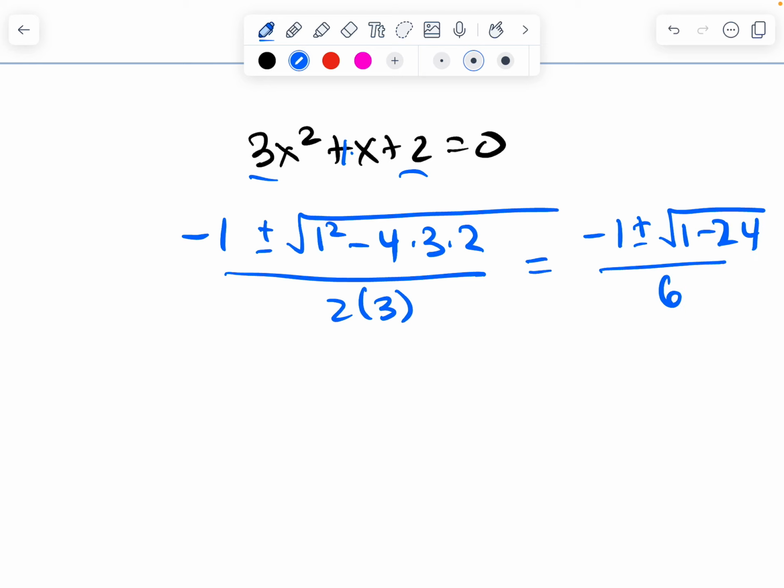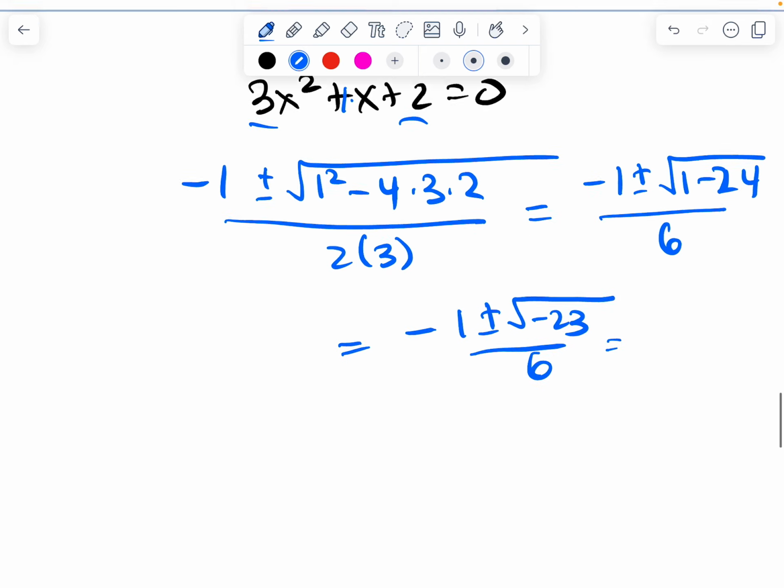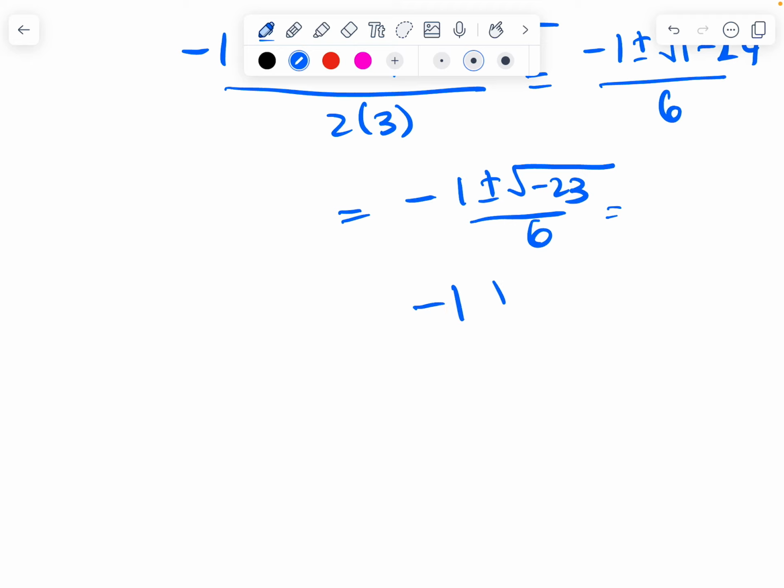all over 6. And cleaning up even further, negative 1 plus or minus the square root of negative 23 over 6, which simplifies further to negative 1 plus or minus, this negative turns into an i, square root of 23 over 6. So that would be your answer.